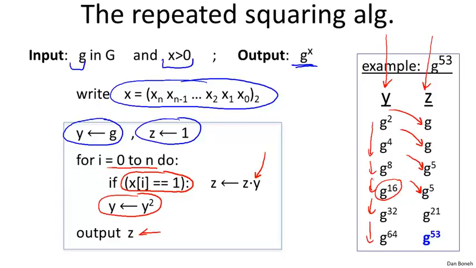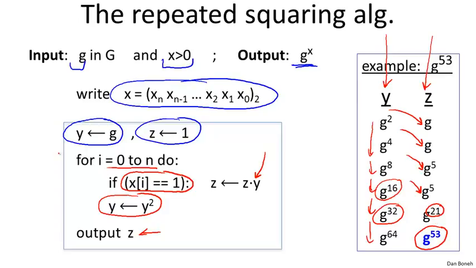Well, we simply accumulate g to the 16 into z, and so we simply compute the sum of 16 and 5. We get g to the 21. Finally, the last bit is also set to 1, so we accumulate it into z. We do 32 plus 21, and we get the final output, g to the 53. Okay, so this gives you an idea of how this repeated squaring algorithm works. It's quite an interesting algorithm, and it allows us to compute enormous powers of g very, very quickly.